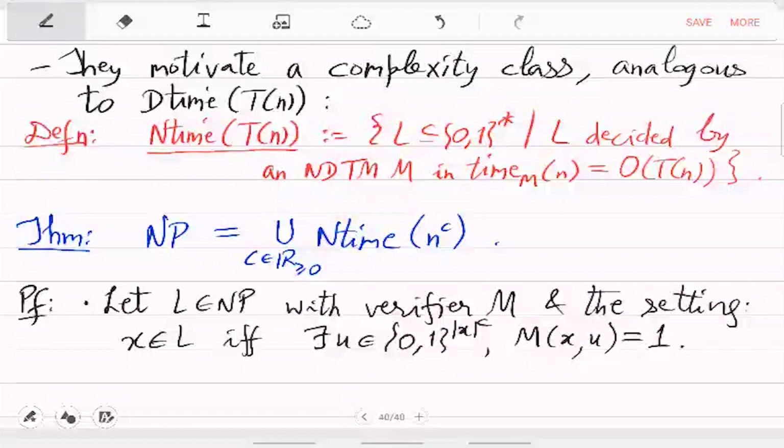And how do you put it in NTIME? So you can think of this verifier M as an NDTM which doesn't know the certificate U, it just tries to guess it. In every step, whenever U is needed, it just guesses that bit of U. The guess will be either 0 or 1, and that makes M an NDTM. This is the simple idea.